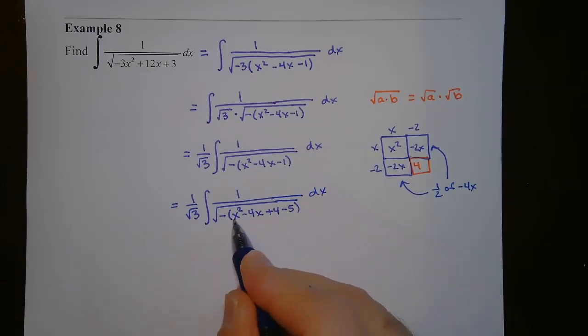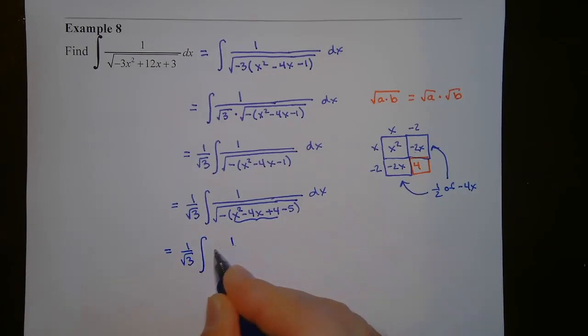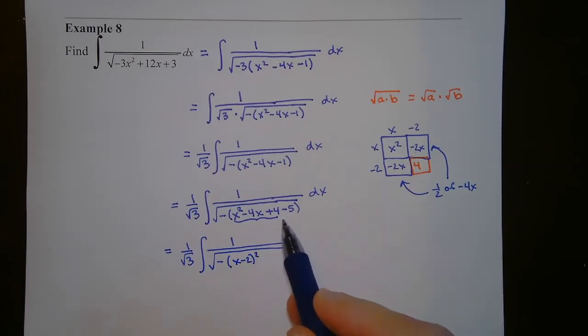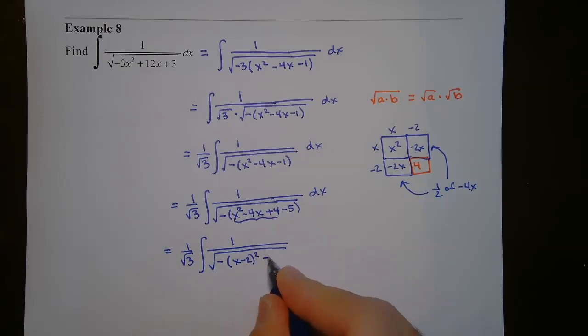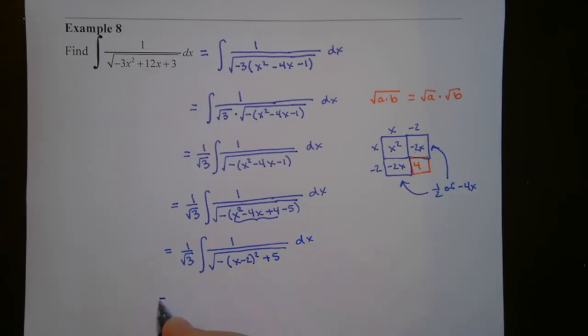Okay, so now these three terms are going to make my perfect square. So this is 1 over the square root of 3 times the integral of 1 over the square root of negative parenthesis, and these three terms make x minus 2 squared. Now, I brought those out of the parentheses, so I don't have negative 5, I have the negative of negative 5, so it becomes plus 5. And then dx.